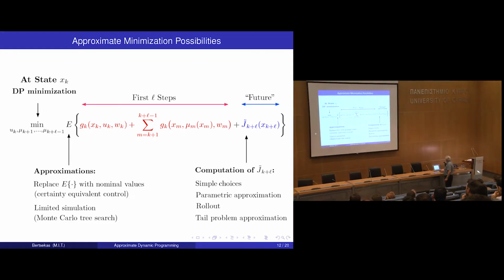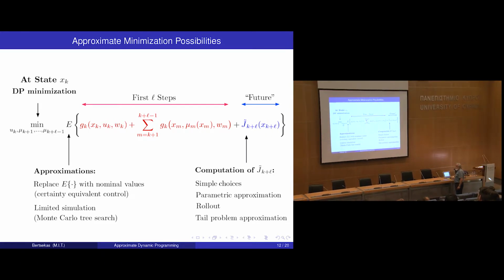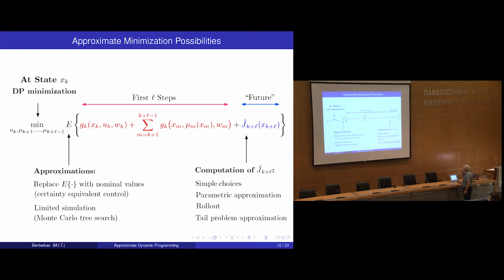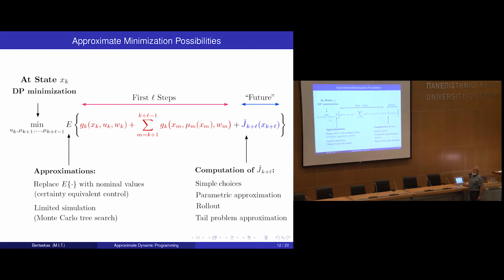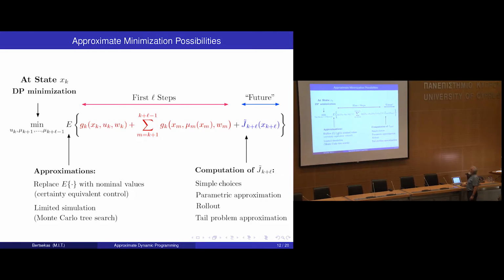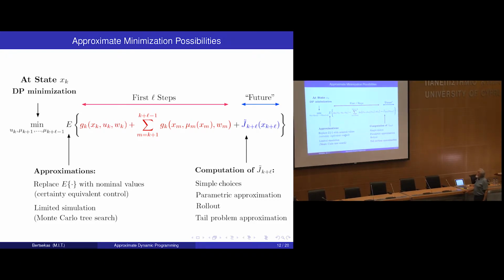There are two things that can give us trouble here. One is the minimization over L-step policies, and the other is the expected value. We can do approximations in both of them. We can replace the expected value with some deterministic value. Just use nominal values for the wk, maybe their expected values. This is an approach with a long history. It's called certainty equivalent control.